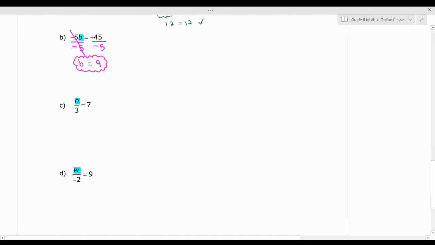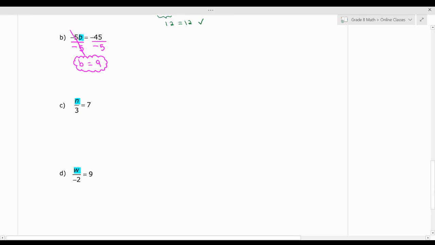Question C. So this time n is being divided by 3 and it's supposed to equal 7. So some value of n, some unknown quantity, when I take it and divide it by 3, I'm supposed to get an answer of 7. So this time the operation that's happening is division.